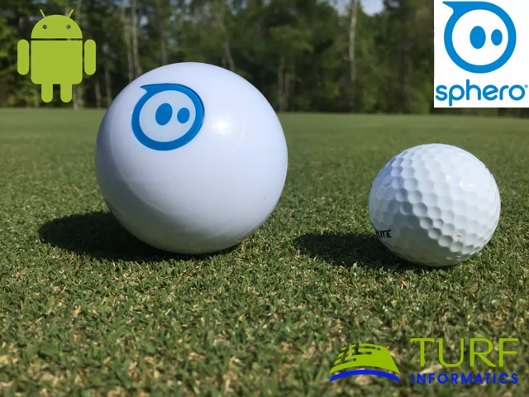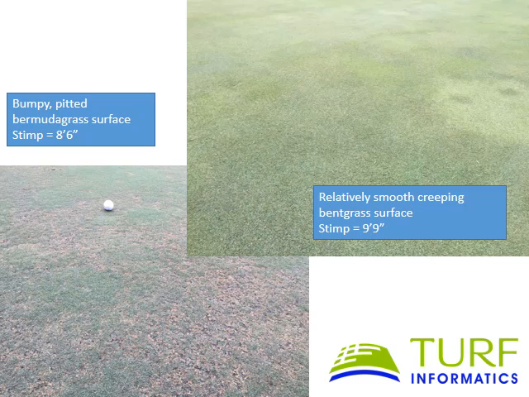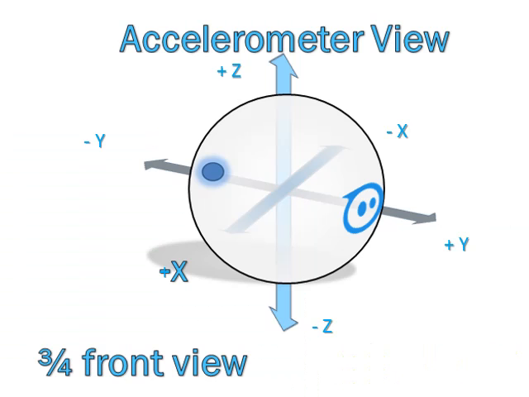Scott McElroy here. I want to talk about some data we've been collecting with bumpy versus smooth putting surfaces to give you some idea of what some of the data you'll be collecting means. So we want to compare a bumpy, somewhat pitted Bermuda grass putting surface coming out of the winter versus a relatively smooth creeping bent grass surface using some of our metrics of data collection.